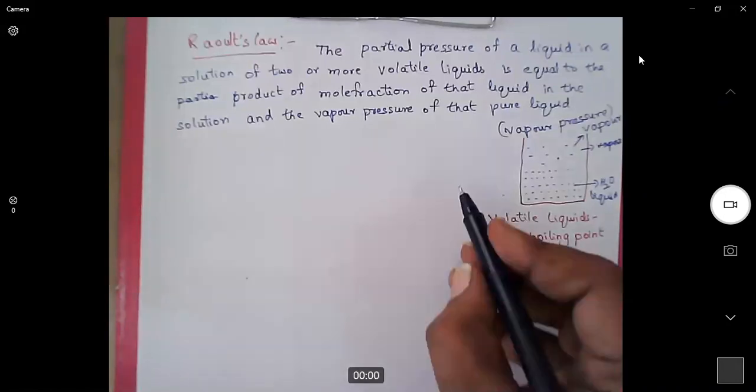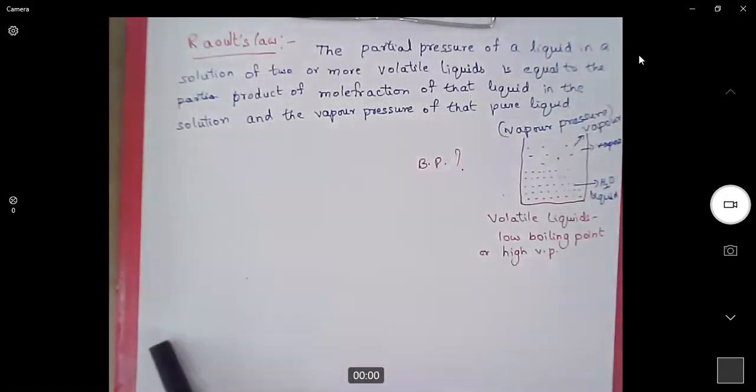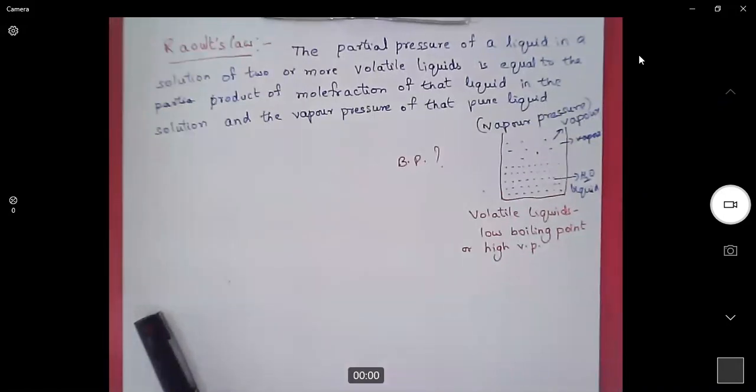What is boiling point? Can anybody tell me? What is the boiling point definition? Can anyone unmute your mic and give your answer? Water boils at 100 degrees centigrade. Why? Whereas kerosene will have a lower boiling point, probably 80 degrees centigrade or something.